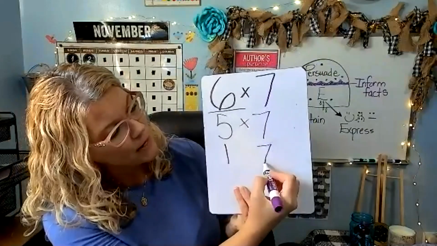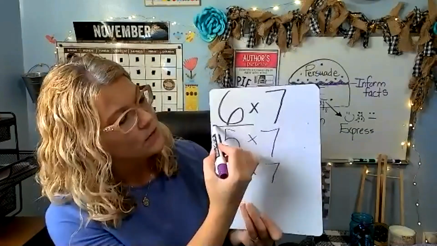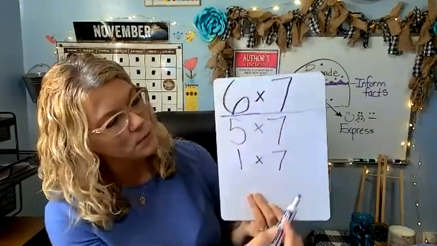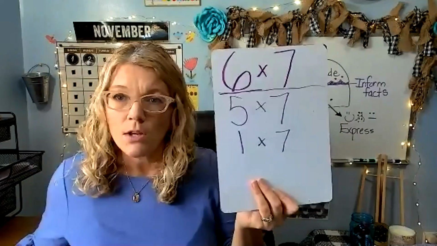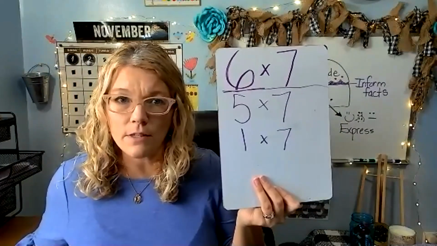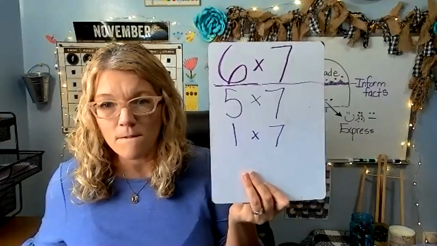Both of these numbers by 7. Okay, so we divided up the 6. We started with this problem. Too hard. I'm going to make it more simple for myself. So I am again dividing this up into a 5 and a 1 and multiplying them by 7.